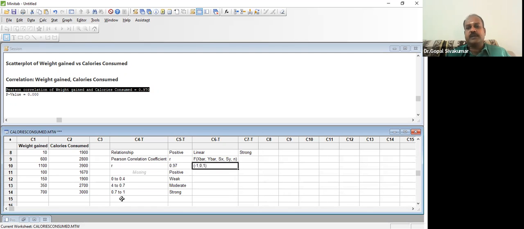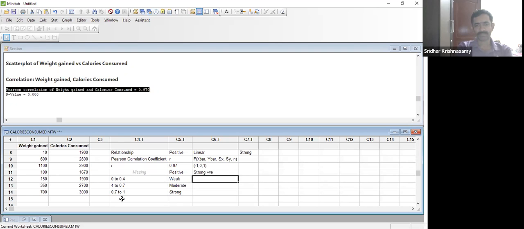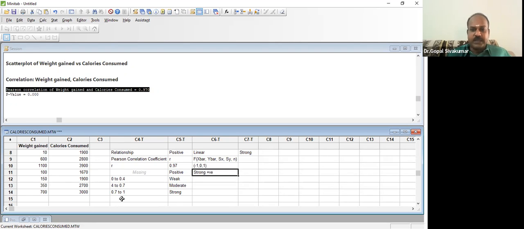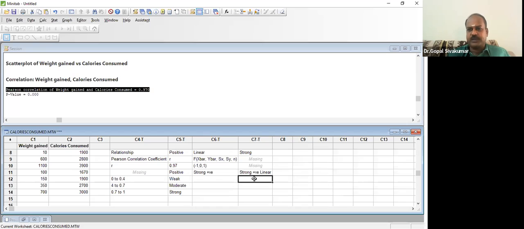Now coming to 0.97. So 0.97 is positive, not only positive, it is strong positive. It is a strong positive and of course linear relationship. Why do I want to know whether it is linear or not? If the relationship is linear, then the equation of the red color line can be determined, can be derived using this formula.